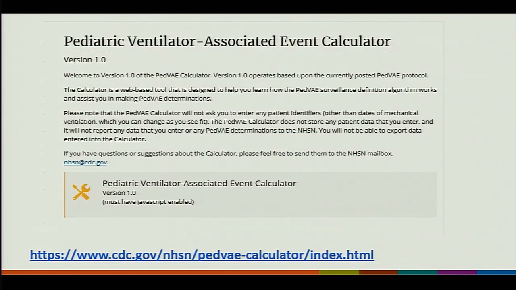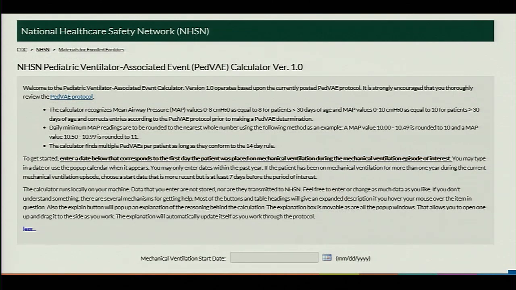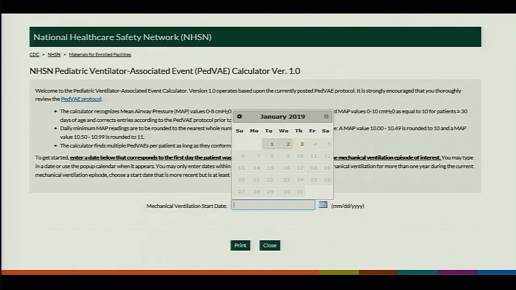Encourage you to read the instructions. It's always good to read the instructions. It's always good to expand that more. Might give you some hints. You'll be entering your mechanical ventilation date, the start date.